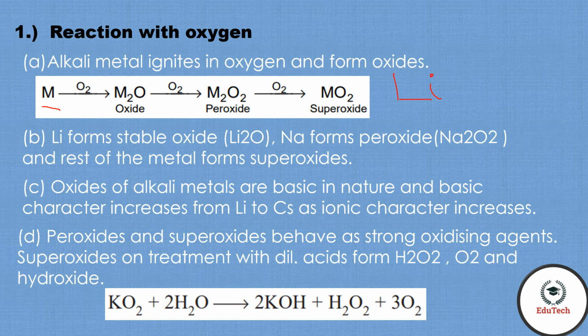Lithium is ignited with oxygen to form Li2O. It is an oxide. It is lithium oxide. And then it is again burned with oxygen to get lithium peroxide, that is Li2O2. And at last it is again burned with oxygen to get superoxide, that is lithium dioxide, LiO2.